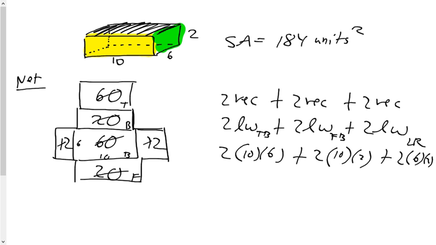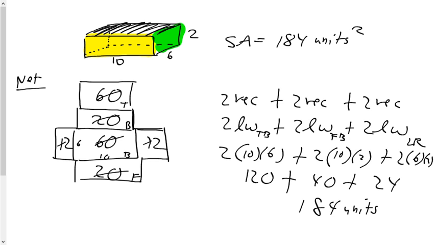We have a bedmas question with multiplication and addition. We'll do our multiplication first. 2 times 10 is 20, times 6 is 120. Plus 2 times 10 is 20, times 2 is 40. 2 times 6 is 12, 12 times 2 is 24. And when I add those together, I'm going to get 184 altogether, or 184 square units making up the surface area of that particular rectangular prism.